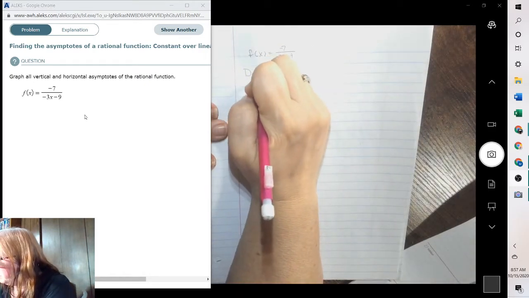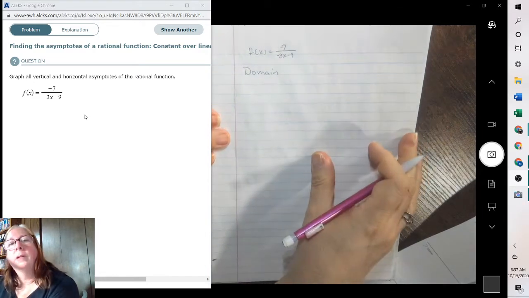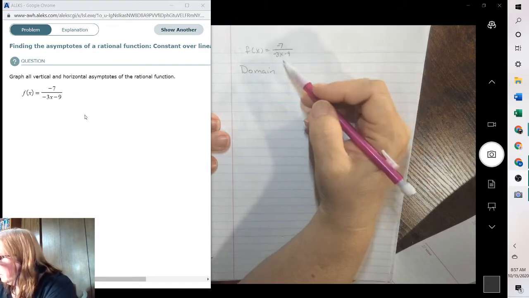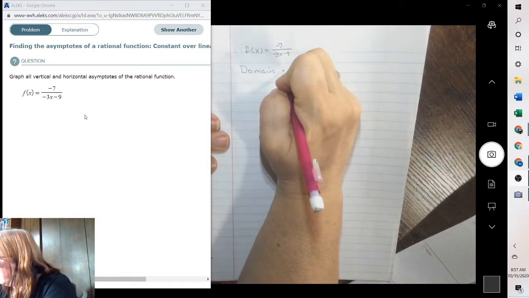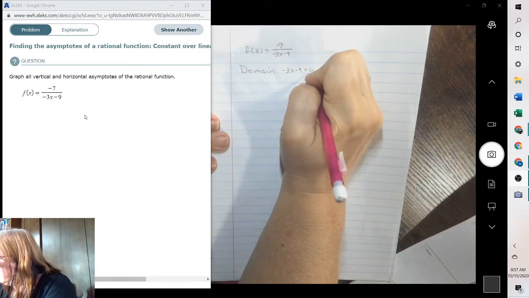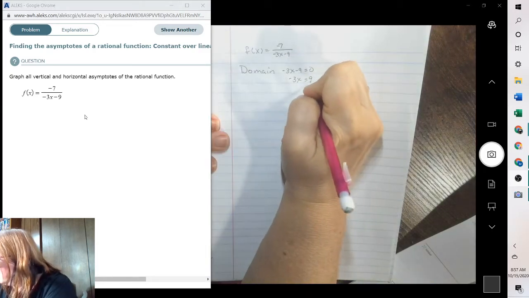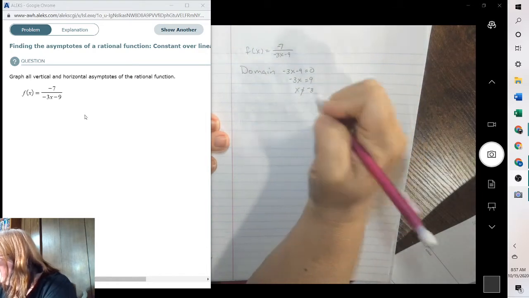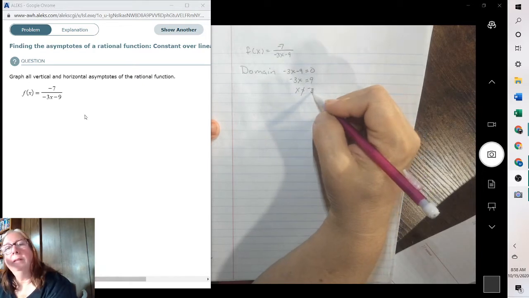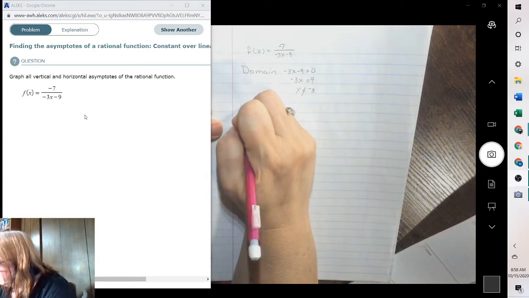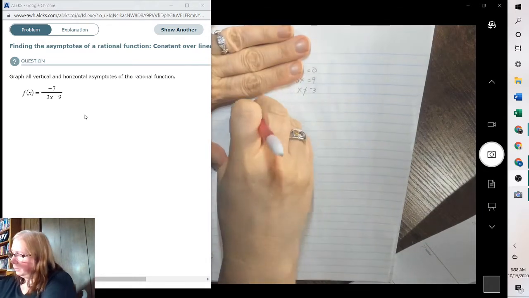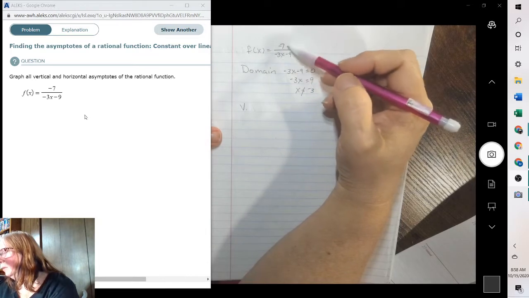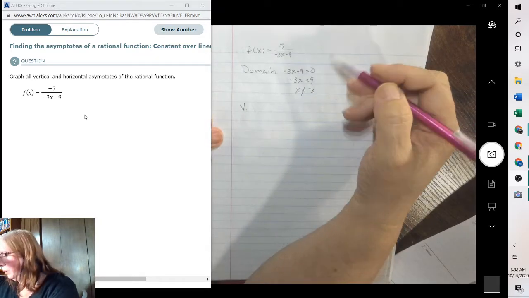The vertical asymptote comes from the domain. The values in the domain can be vertical asymptotes. To find the domain, we set the denominator equal to 0. And we get a negative 3. So x cannot equal negative 3. Vertical asymptote, notice this will not reduce. As long as it does not reduce, this is your vertical asymptote.